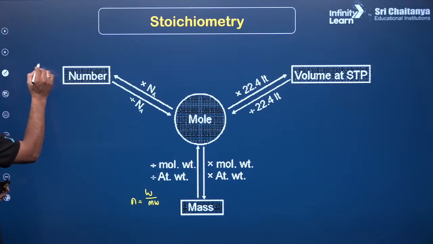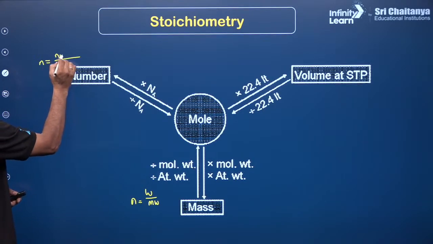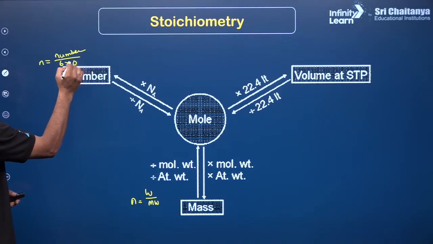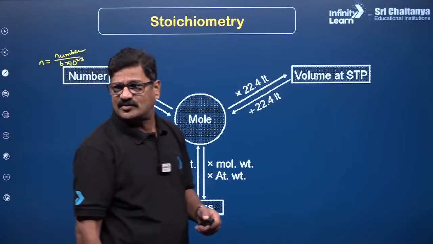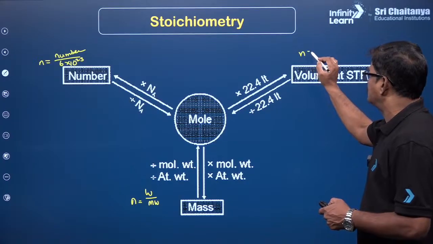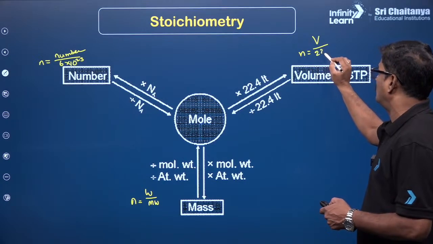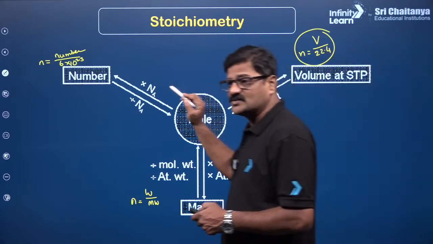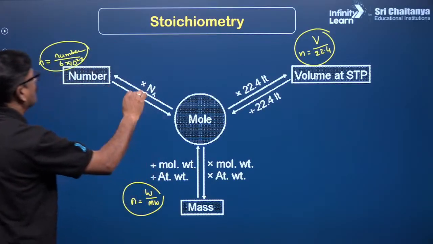If a number is given, number of moles can be calculated by number by Avogadro number, make it 6 into 10 raised 23, 6.022 into 10 raised 23, right? And if the volume is given, number of moles is equal to volume of the gas at STP upon 22.4 liters. So these are the various formulas that can be interconverted by using this Y map.